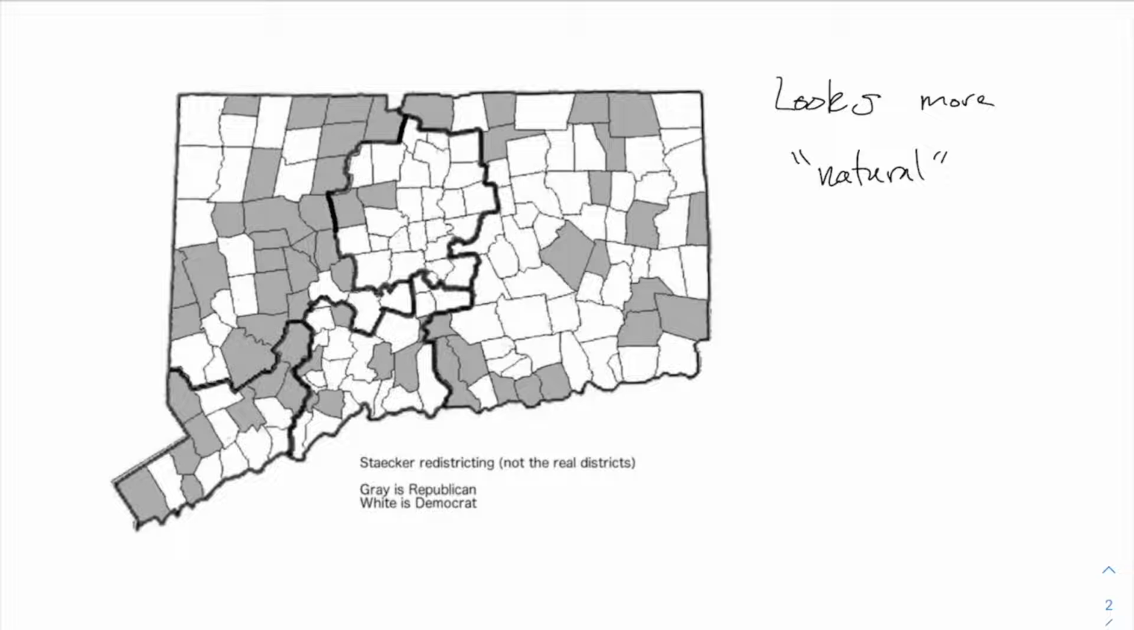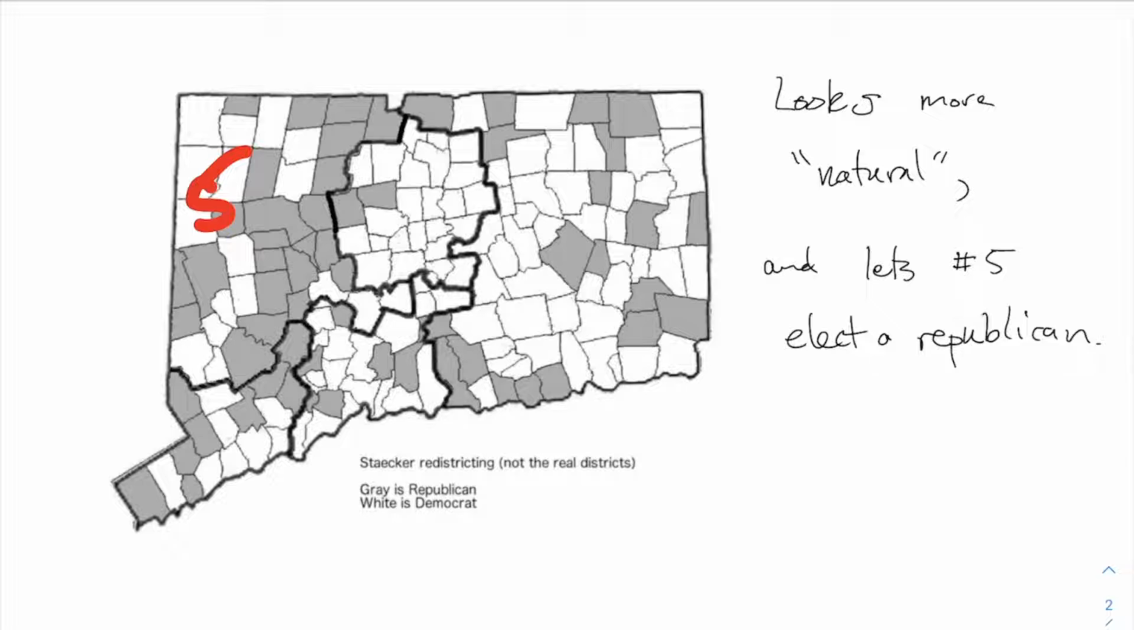It turns out if you do this and then rerun the elections, this region over here has enough Republicans in order to get their own representative as a Republican, all right? If you do it this way, this looks more natural, and this was number 5 over here, in that corner. This lets number 5 elect a Republican. Just changing where the line goes means that now the Republicans have a majority in this area, which they didn't before, all right?